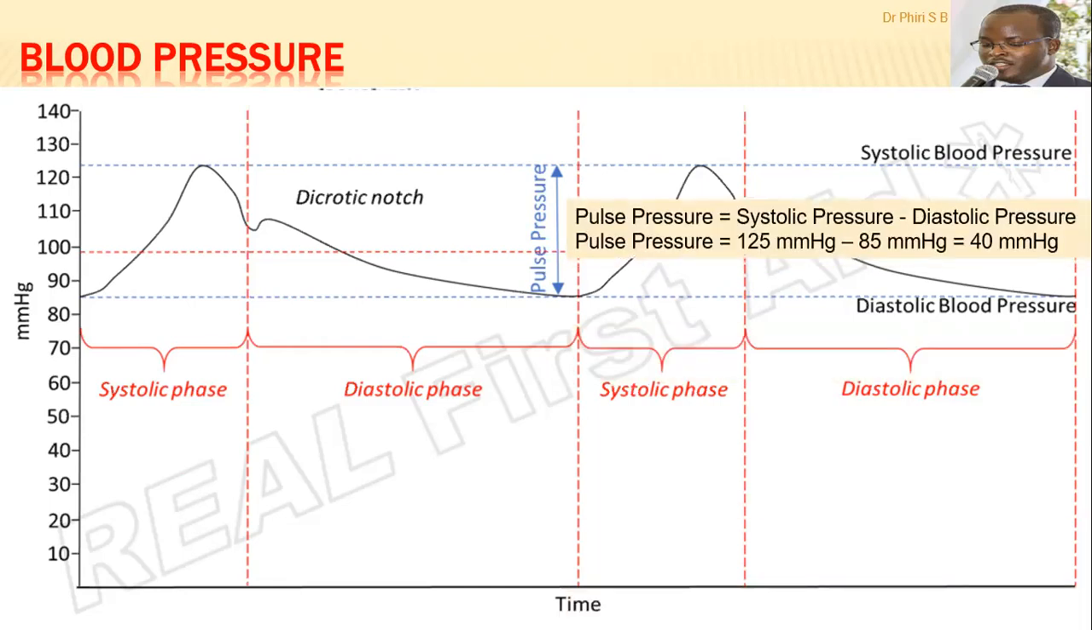Okay, so like I said, the pulse pressure is the systolic pressure minus the diastolic pressure. In this example, you can see that the highest pressure here is around 125, so this will be your systolic pressure. The lowest pressure here is around 85. So 125 minus 85 gives you 40 millimeters of mercury, which is normal. So you want to have such a pulse pressure. Otherwise, if it's greater than 50, or far less than 40, then you have trouble with this patient.